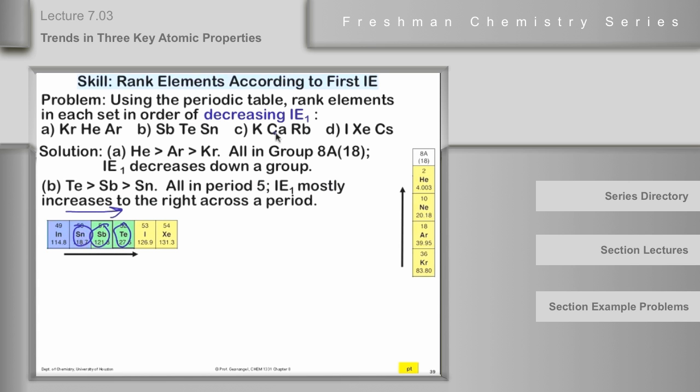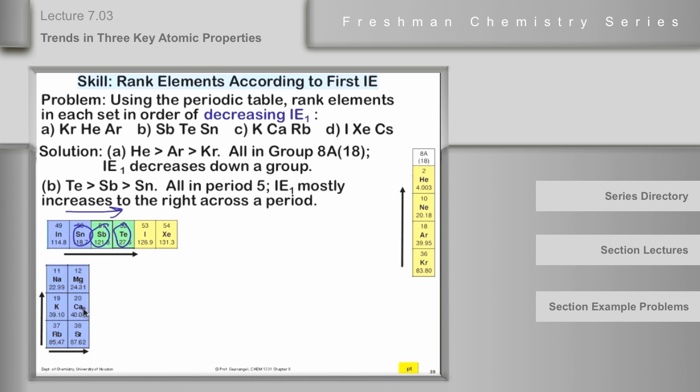The next one is potassium, calcium, and rubidium. That's a two-trend problem. The two trends are increasing upwards and increasing to the right. And the elements are potassium here, and calcium here, and rubidium here. So in looking at this, which one of these ought to have the highest ionization energy? It's rubidium, potassium, or calcium.